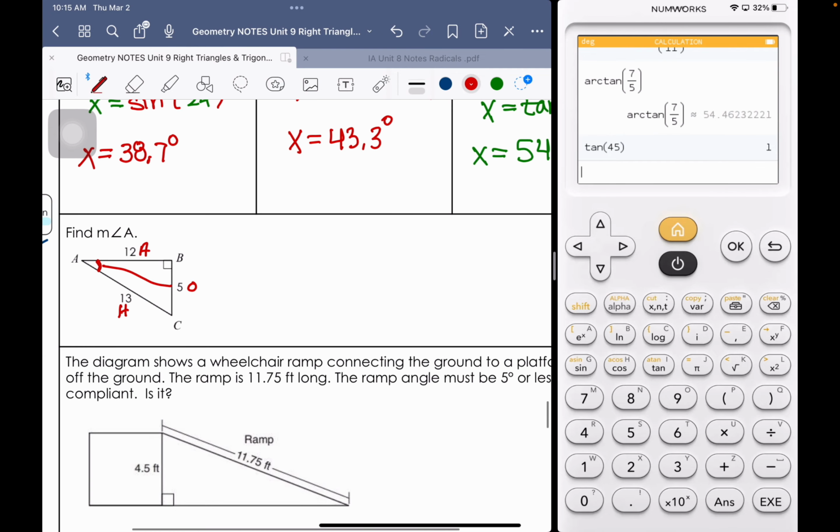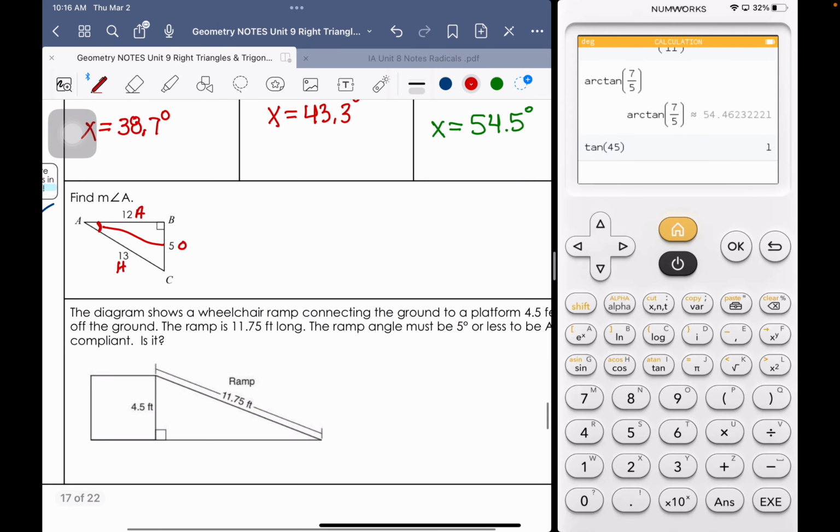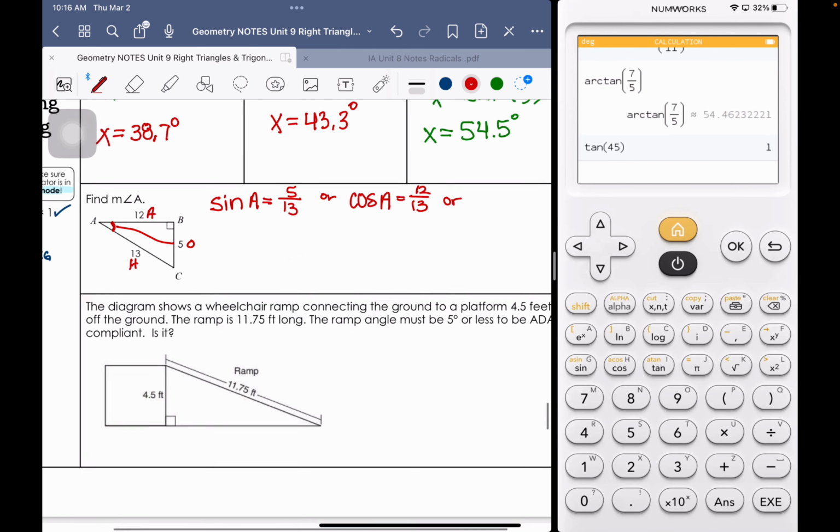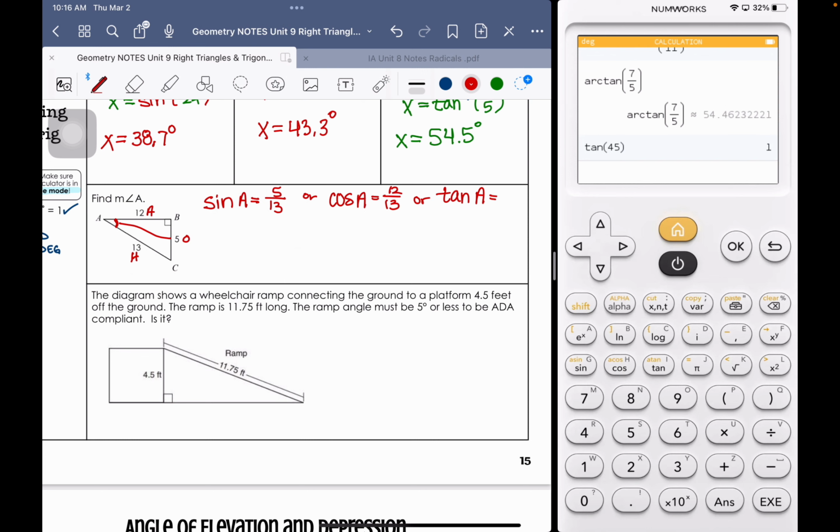So with this problem, we could use either sine, cosine, or tangent to solve since we have all of our side measures. So we could write the sine of A is equal to 5/13. Or you could write cosine of A is equal to 12/13. Or tangent of A is equal to 5/12. All 3 of these are going to get you your measure for angle A.